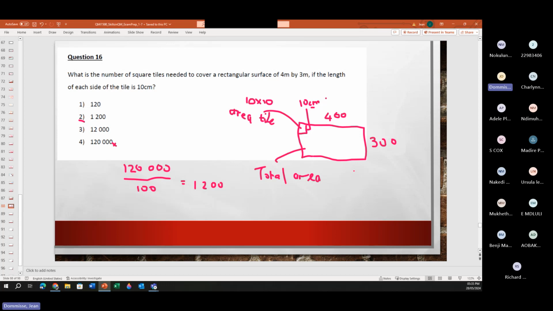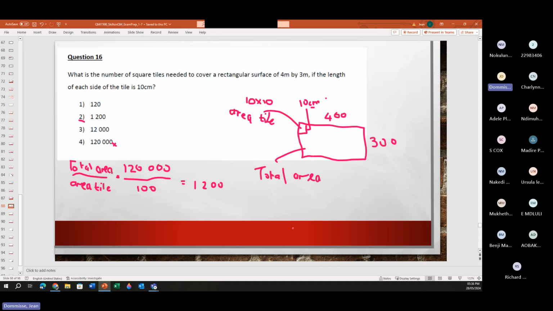Okay, so first we need to work out the total area, and then the area of a tile, and then to work out how many tiles, we take the total area divided by the area of a tile. So that will give us 120,000 divided by 100.